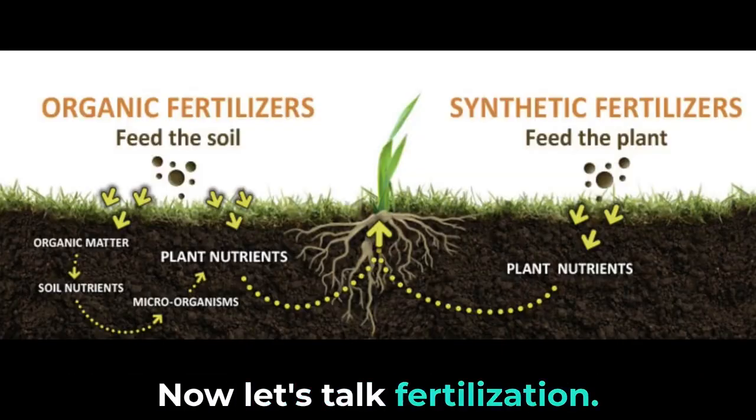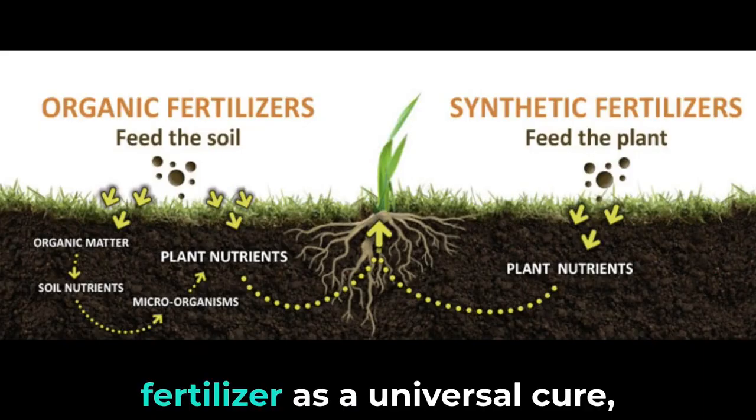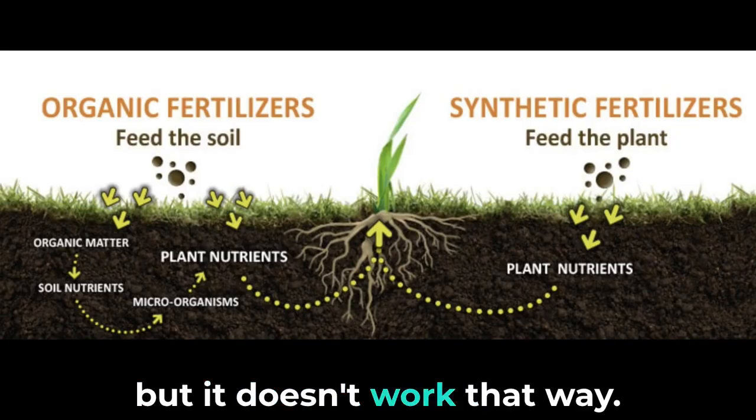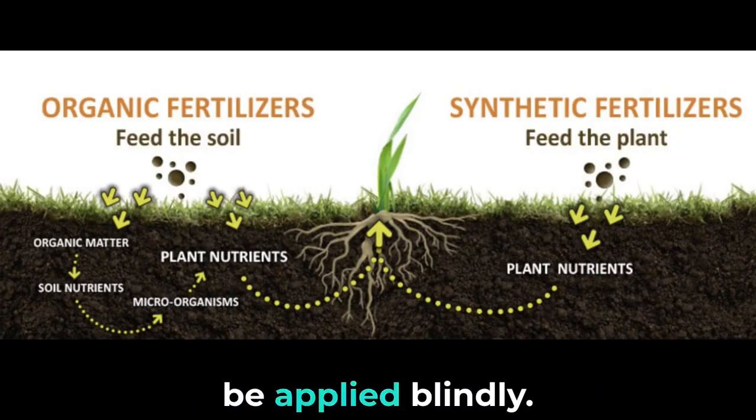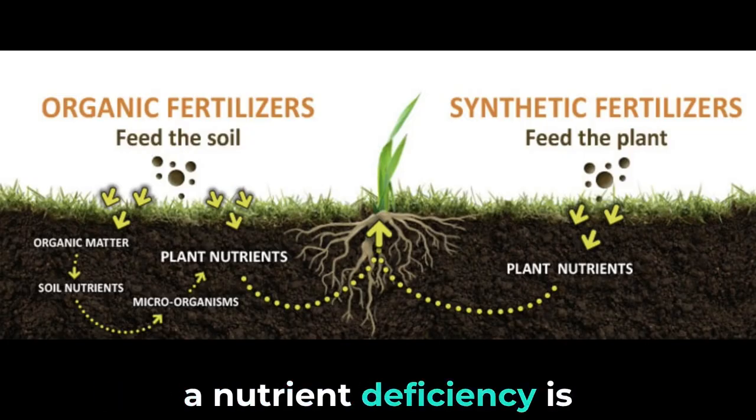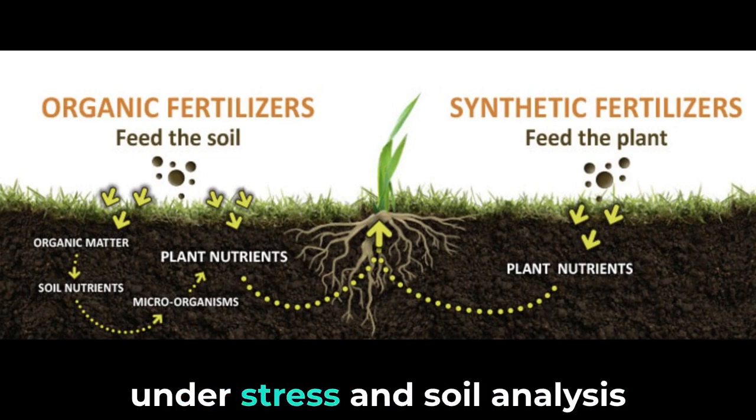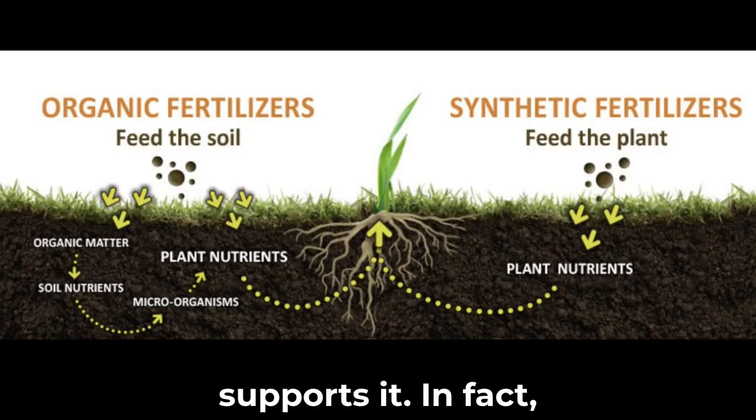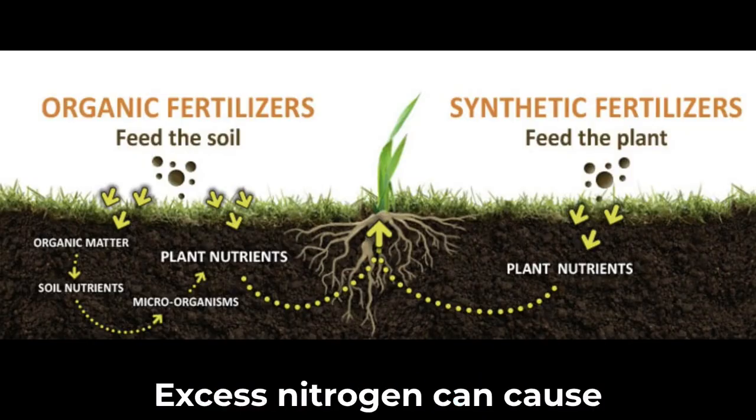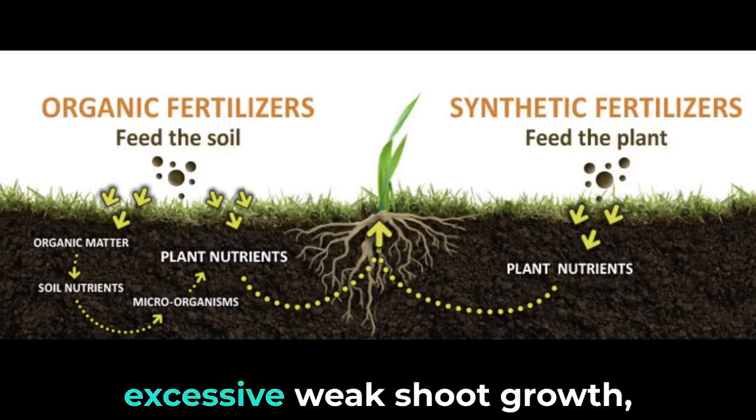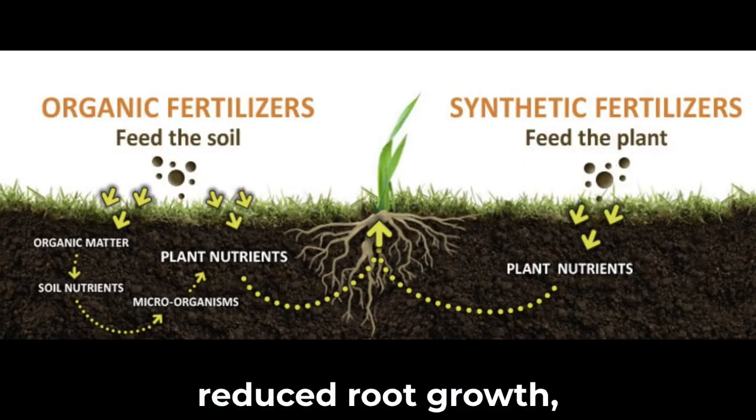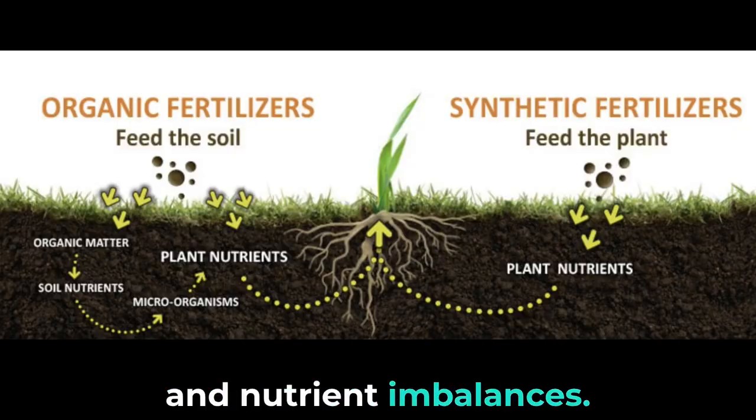Now let's talk fertilization. It's tempting to think of fertilizer as a universal cure. Throw some down and the tree will thrive, but it doesn't work that way. Fertilizer should never be applied blindly. It's not a treatment, it's a supplement, used only when a nutrient deficiency is confirmed or when a tree is under stress and soil analysis supports it. In fact, over-fertilization can be just as harmful as under-fertilization. Excess nitrogen can cause excessive weak shoot growth, increased susceptibility to pests and diseases, reduced root growth, and nutrient imbalances.